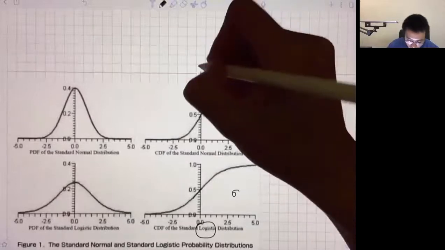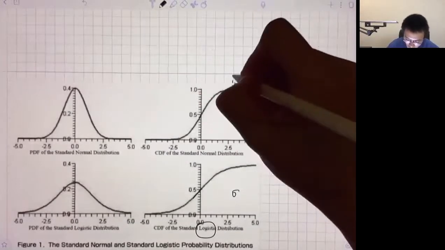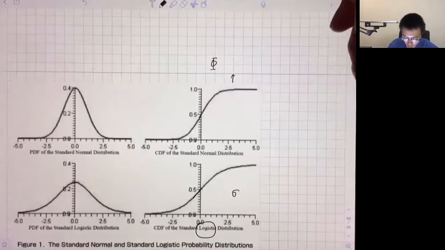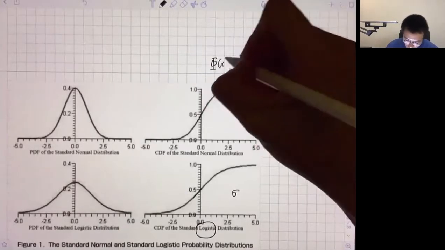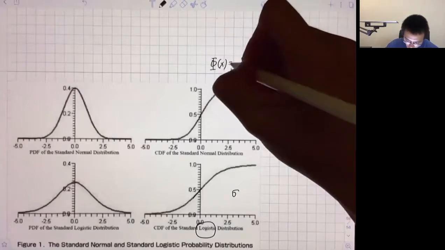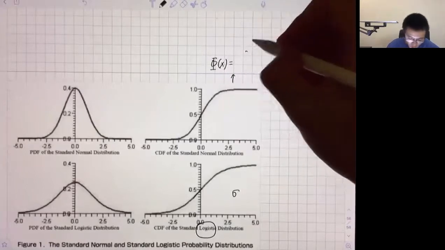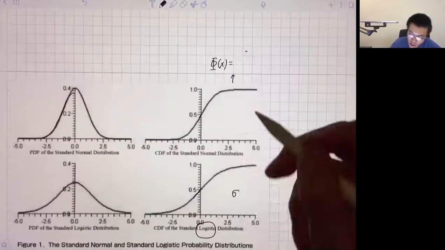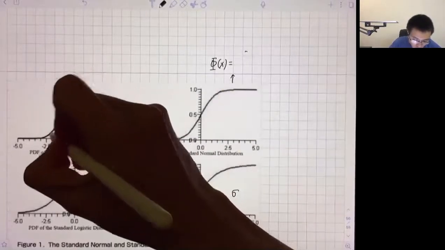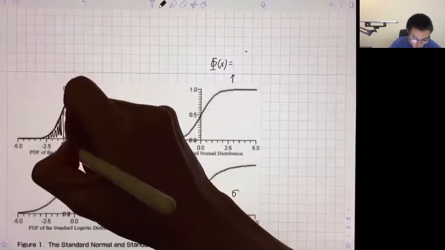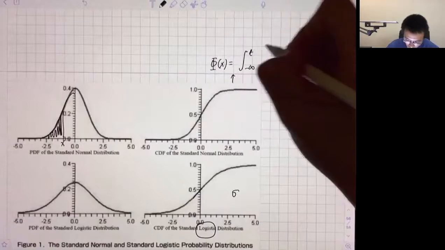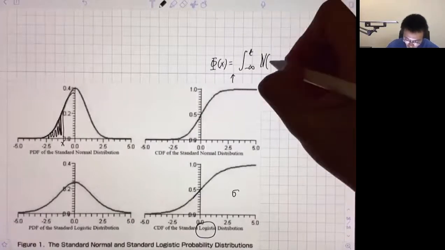So this function is typically represented by phi of x, okay? The phi of x is the CDF of a normal function. So this is a normal function, and phi of x is the integral up to this region, okay, for some x. So I would say this is the integral from -infinity to x of the normal distribution of t.